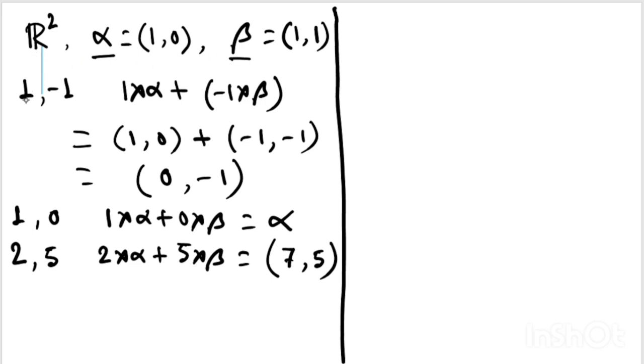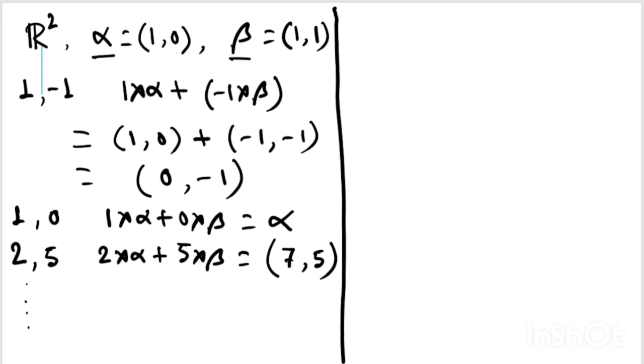So what we have done is we have started with two vectors alpha and beta from two-dimensional space. I have chosen randomly some scalars, 1 and -1, and for that I received the vector 0 and -1. Then again I chose a new set of scalars, 1 and 0, and we get alpha itself. Then with 2 and 5, we get 7 and 5. If we change these scalars to some more numbers like 3, 4, 5, 6 and so on, how many vectors can we get this way? The answer is that we can get an infinite number of vectors by changing the scalars.